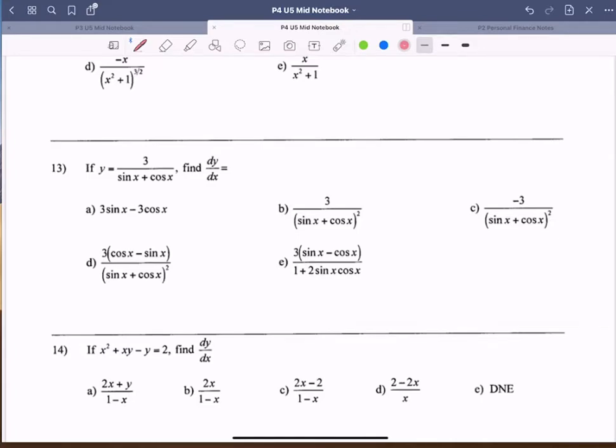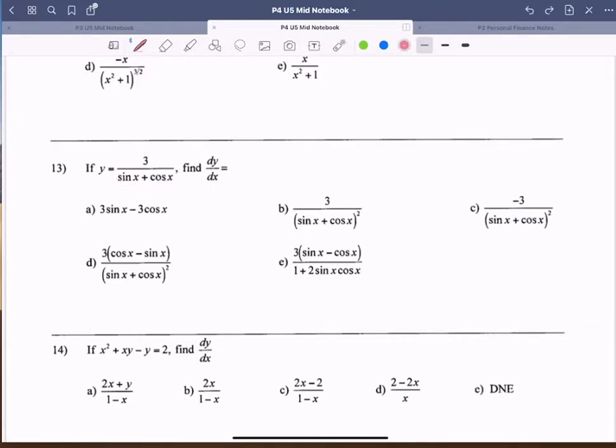Gross. Ew, gross. That's a big fraction right there. Nobody wants to derive that. That's just disgusting. All right, so dy/dx would be y prime. So pretty much what we have to do is take the derivative of this. How are you going to do that?